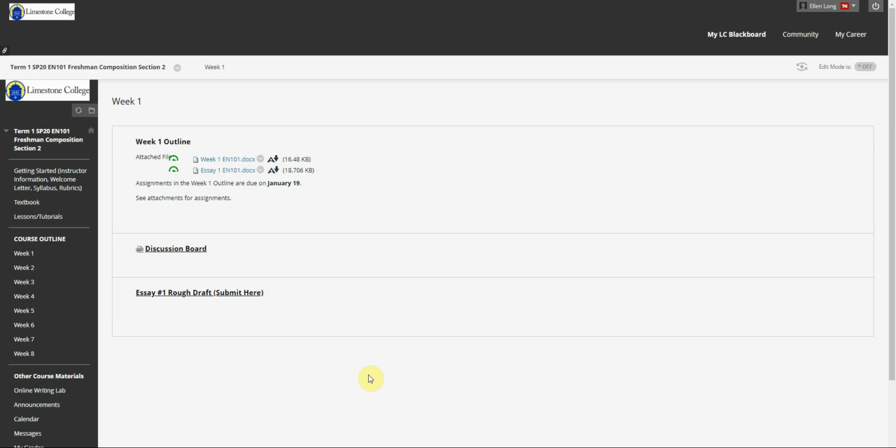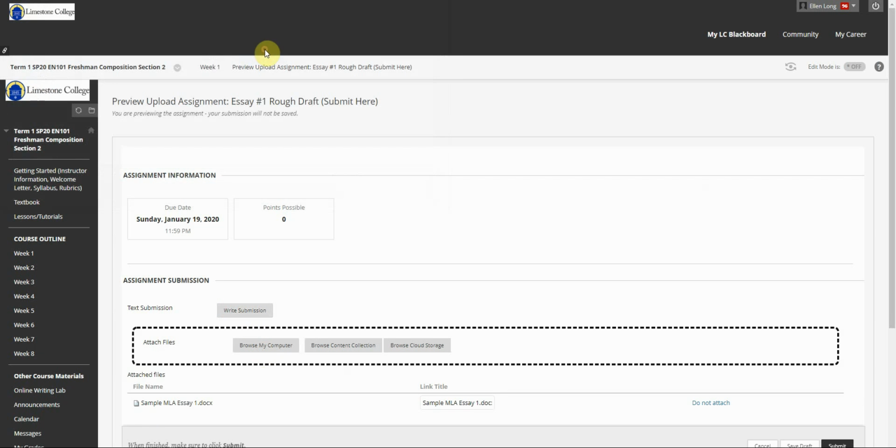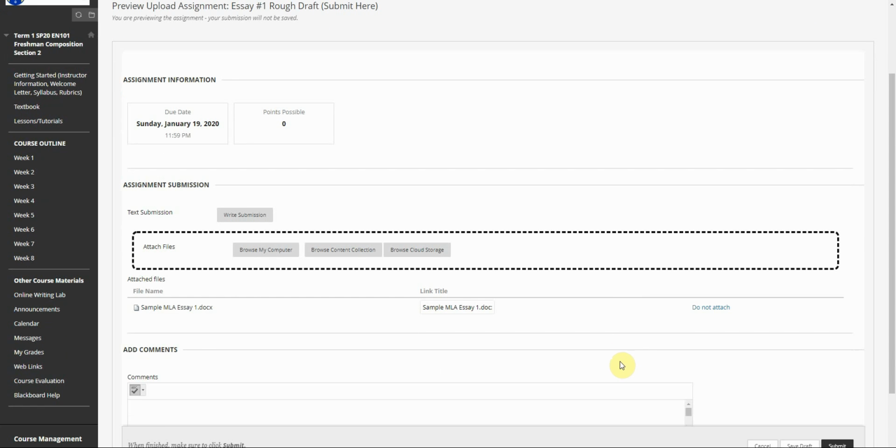Once you're ready to submit the document, click on the Dropbox link. Notice that it says Submit Here. Select Browse My Computer. Attach your document. You can see the document attached here. So I do encourage you to, when you title your documents, title them something specific. This is not a great example of that. It just says Sample MLA Essay 1. You might consider English 101, Essay 1, Term 1, or something of that nature.